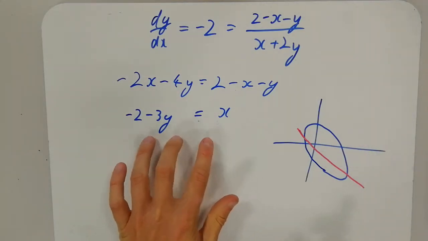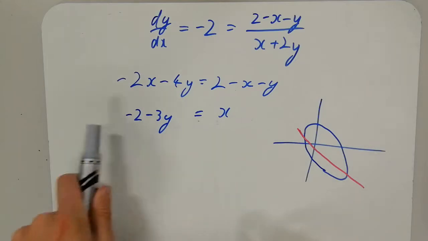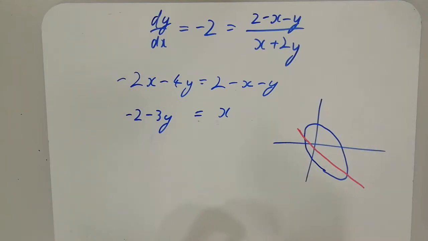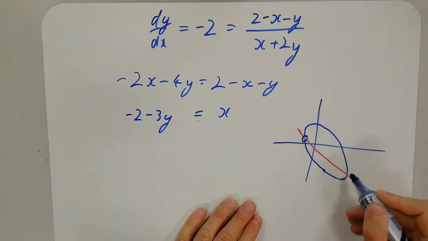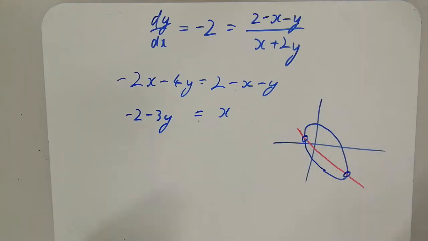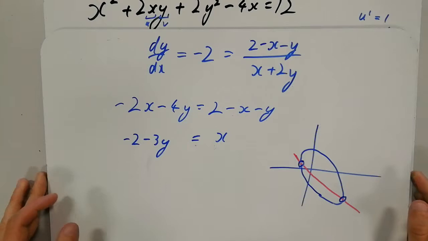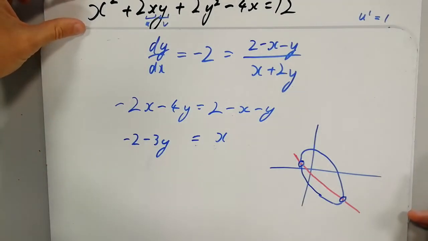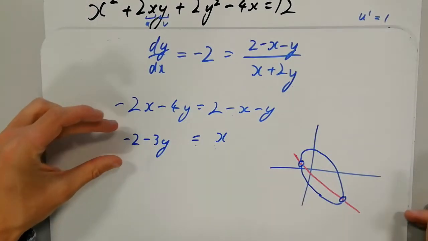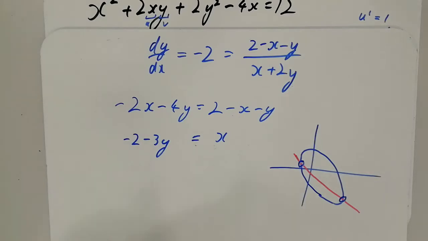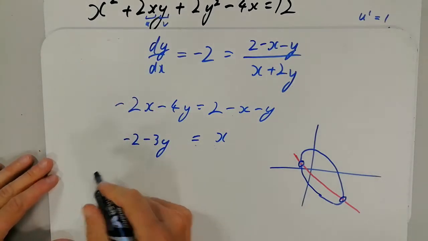Because I know the point has to be somewhere on that line where I have a gradient of minus 2, but I also know the point must lie on the original curve. So what I'm actually looking for is intersections between a line and a curve. That means simultaneous equations. It must be on this ellipse and on that line. So I can take my x and substitute it in. Okay, let's do that.